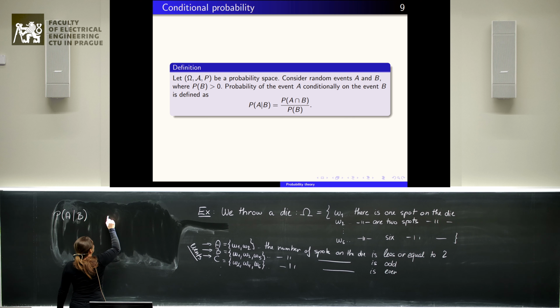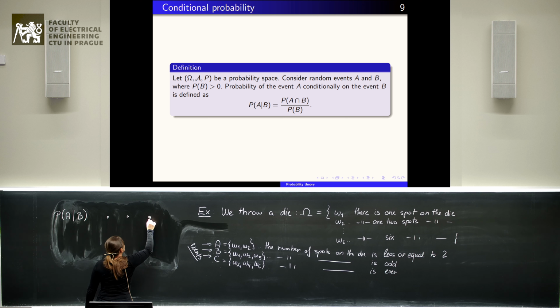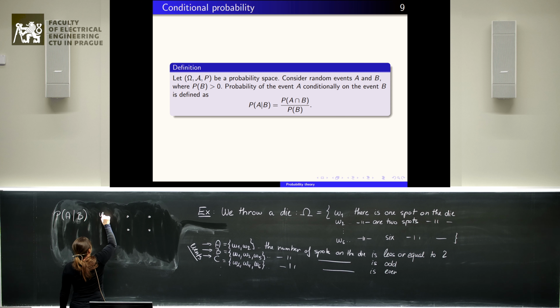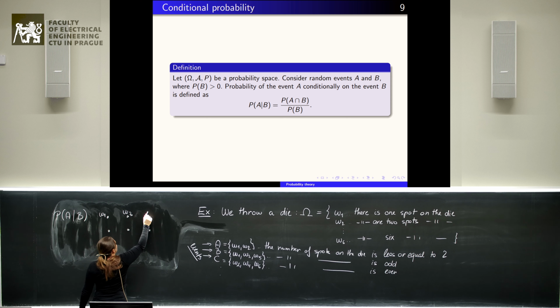So, look, there are 6 elementary events when throwing the die. Omega 1, omega 2, omega 3, omega 4, omega 5, omega 6.